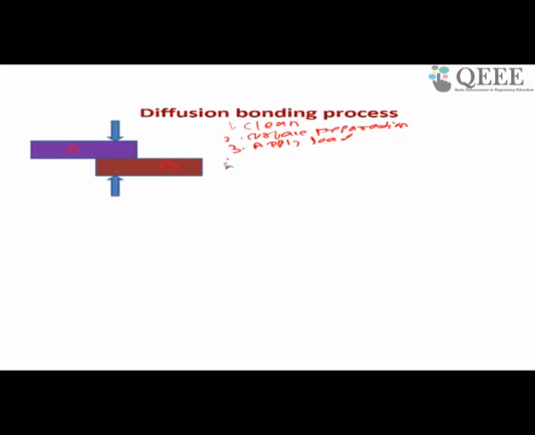Then the fourth point is to apply high heat, or temperature. Then you give temperature. When you apply high heat, what will happen? Diffusion will happen. So here also you will have atoms. When you give high temperature, during that time, atomic diffusion will happen from here to here, here to here, here to here. Similarly, here to here.